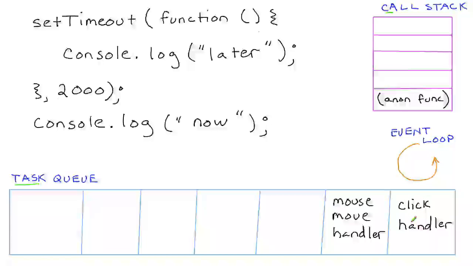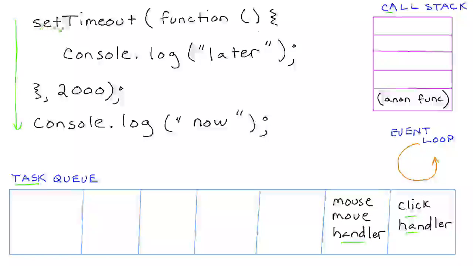Now notice in the task queue there's a couple of things lined up. So imagine that we've opened up this app and we're in the browser and we just clicked on something. And so now there's a click handler function in the task queue just waiting to execute, and then a mouse move handler which is also waiting to execute. Now we're starting to execute our code up here, so the code is being read and executed from top to bottom.